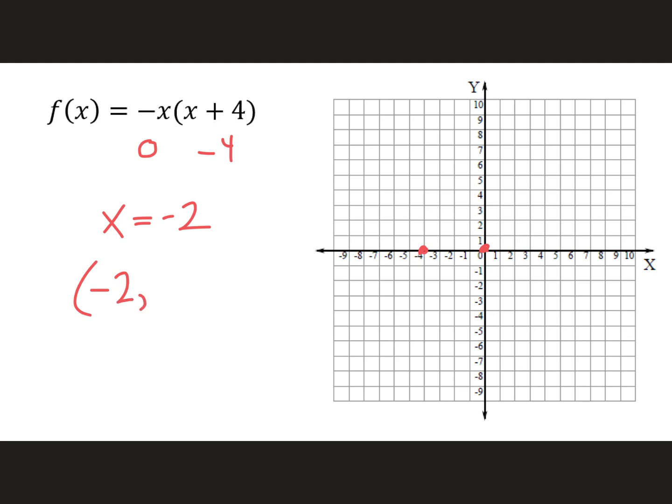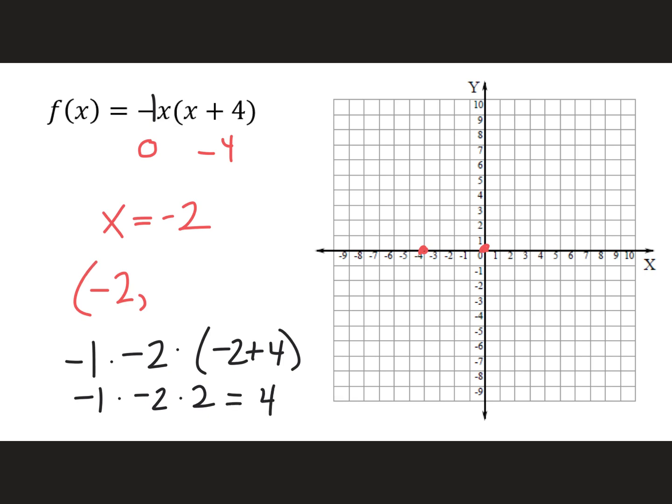And my vertex is going to be -2, something. And so I'm going to put it in there. Now I'm going to actually put a -1 in front of my x value so you can kind of see what's going on here. So -1 times -2 times -2 plus 4. So -1 times -2 times +2. Those are my opposites. And that's going to give you a +4. So my vertex for this one is (-2, 4). So I'm going to go (-2, 4) right here. And then draw my arms. And you'll notice that this one is going downward. And that makes sense because our a value of -1 is negative, which makes it go downward.